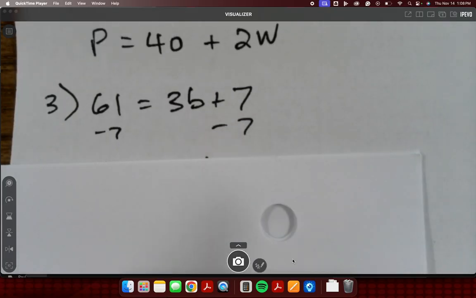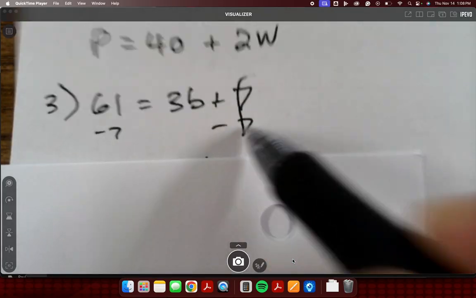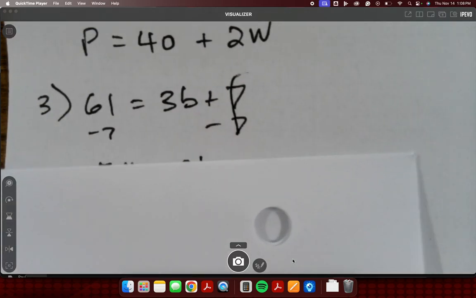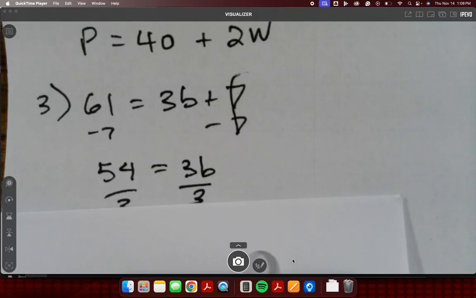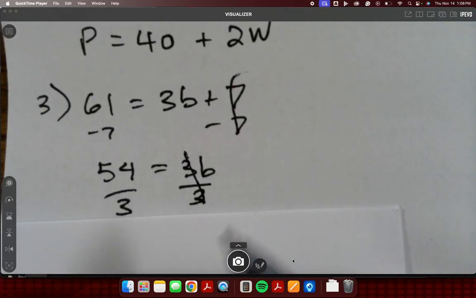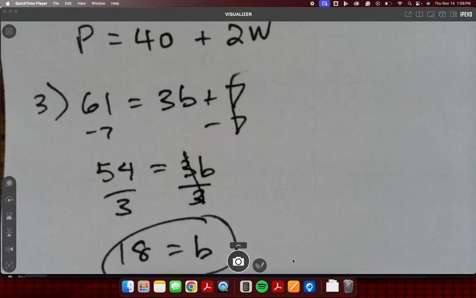So those 7s cancel out. And 61 minus 7 is 54. So now that we have the term with the variable by itself, we need to get rid of the coefficient it has with it, the 3. And since it's 3 times b, the opposite of multiplying by 3 is dividing by 3. So we divide both sides by 3. These 3s cancel. 3 over 3 is 1, so that's 1b. 54 over 3 is 18.